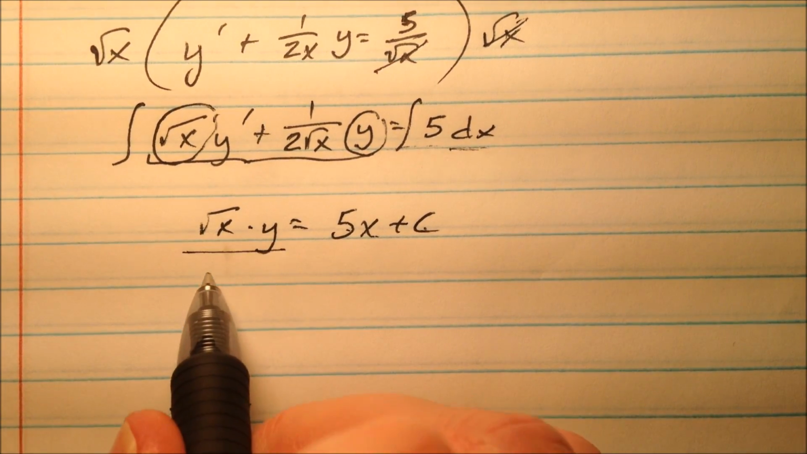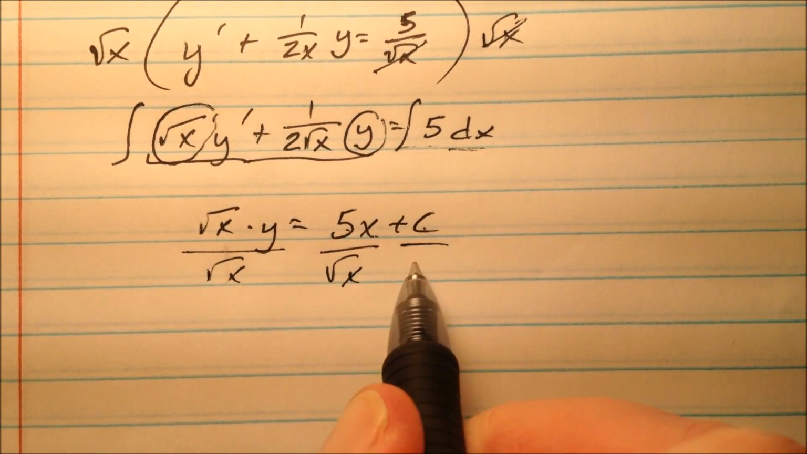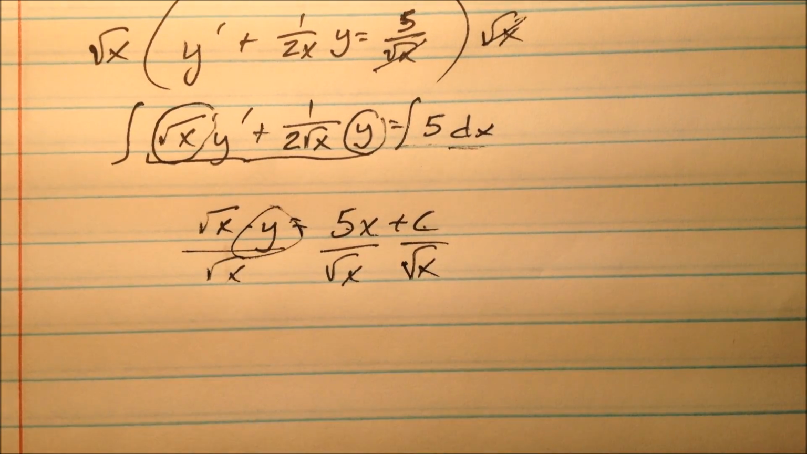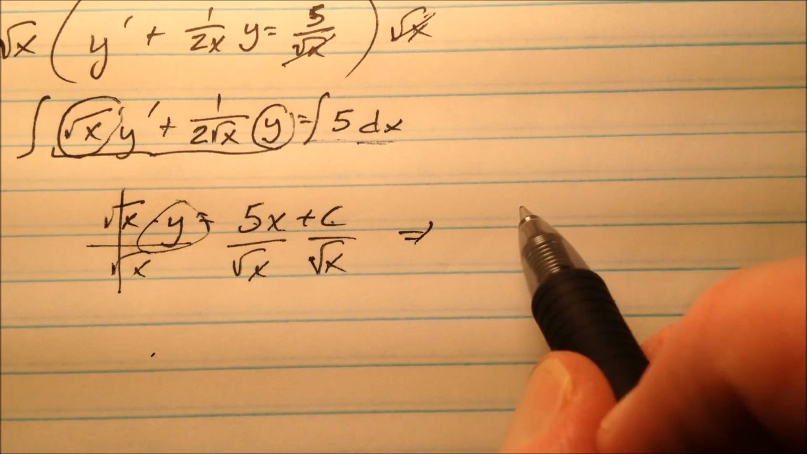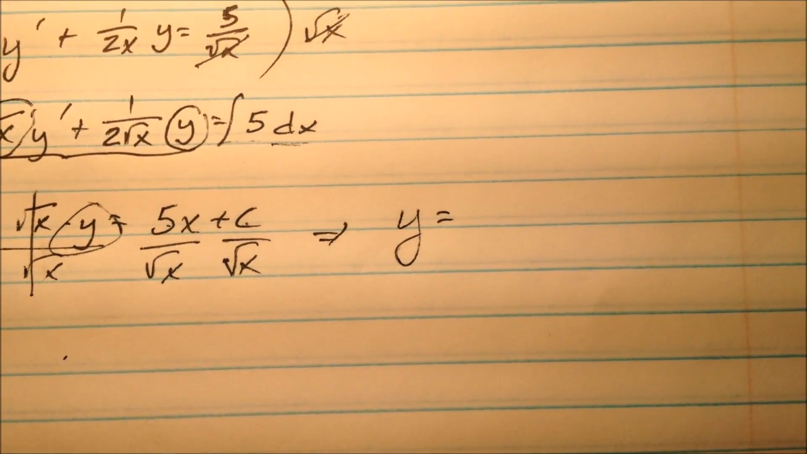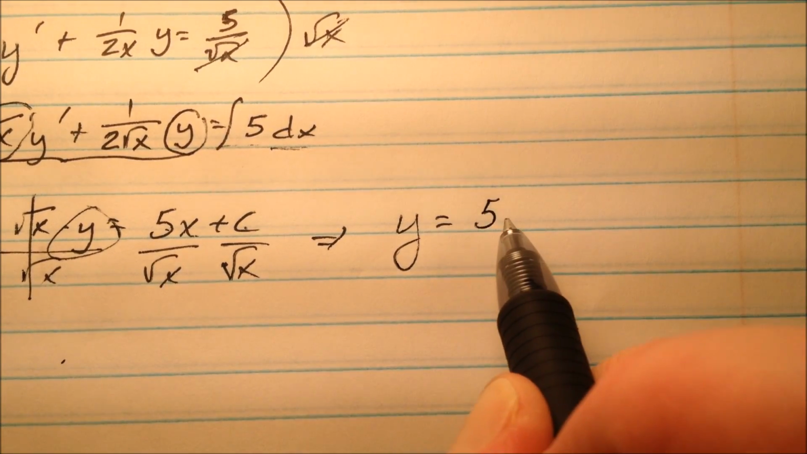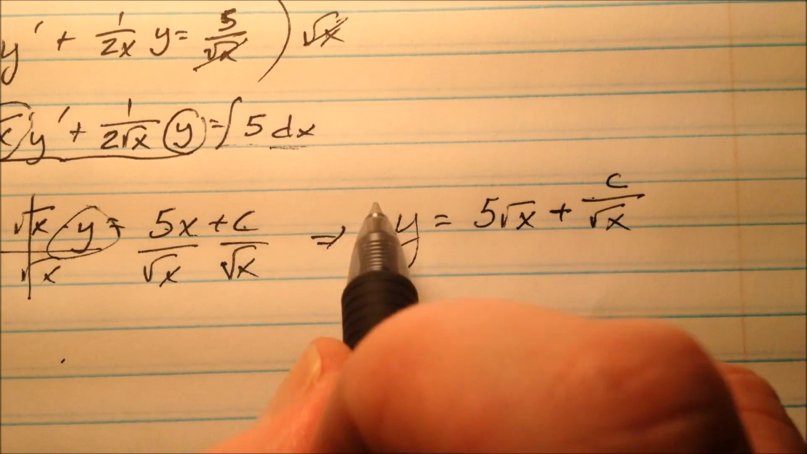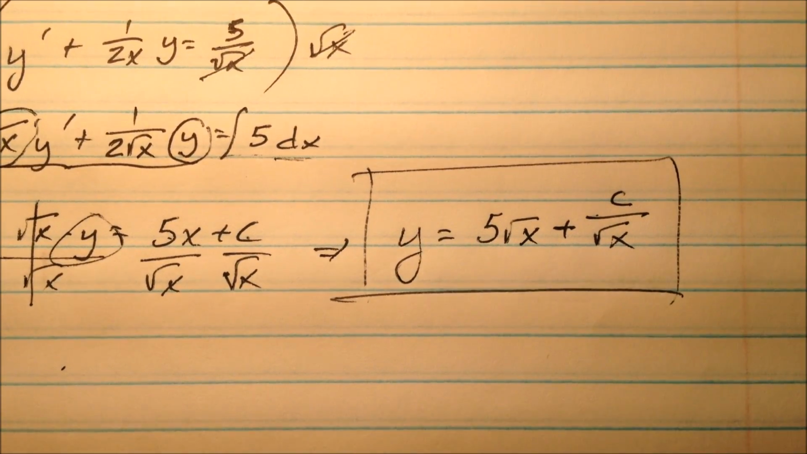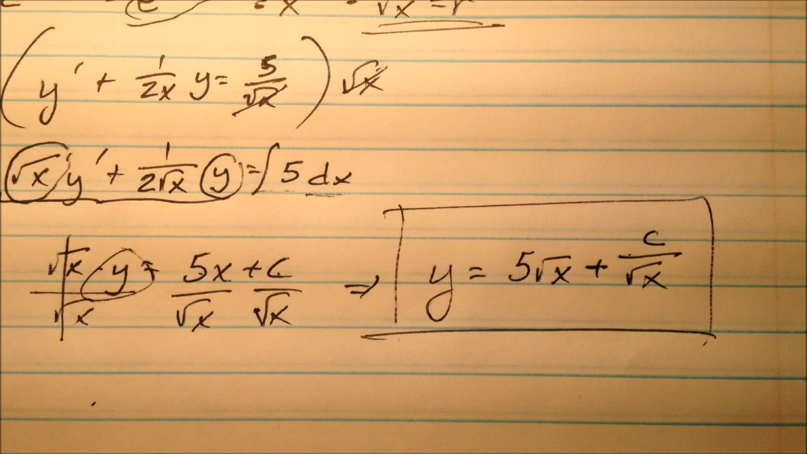Then we can go ahead and divide everything by the square root of x in order to put it in explicit form to get that y by itself. So those will cancel. So we have, let's move over here, I guess, y equals 5 times the square root of x plus c over the square root of x. So right there will be the solution for this differential equation.